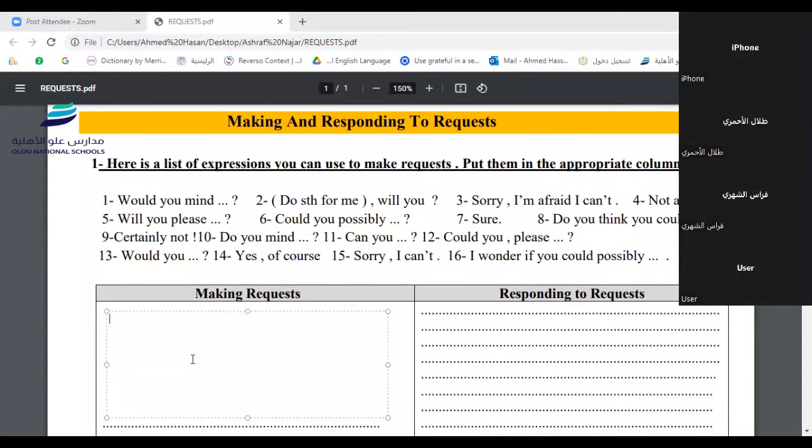Now, number 1 here. Would you mind? I need you to divide these expressions whether they are requests or responding to requests. Let's take making requests. What's the first one to ask a question? Can you, Mr. Ashraf?